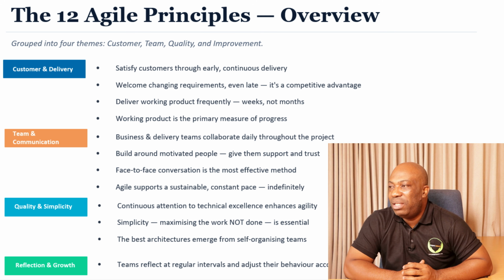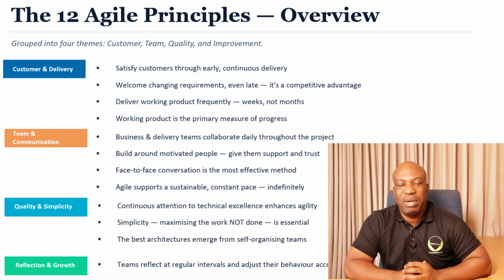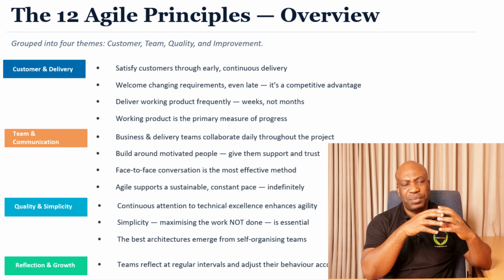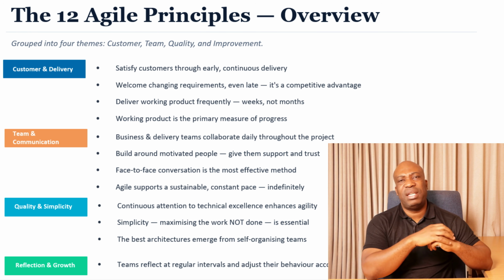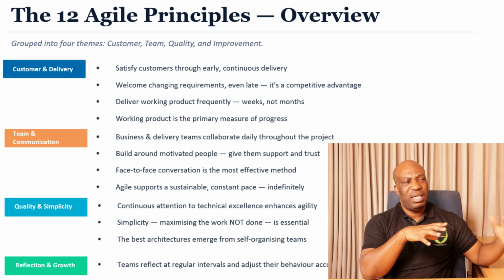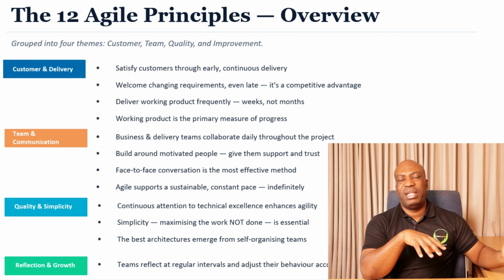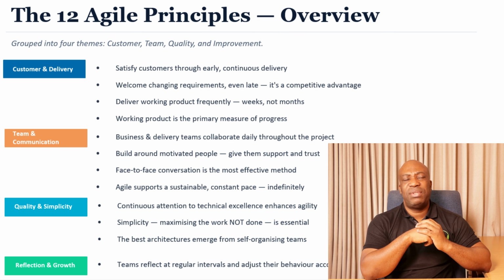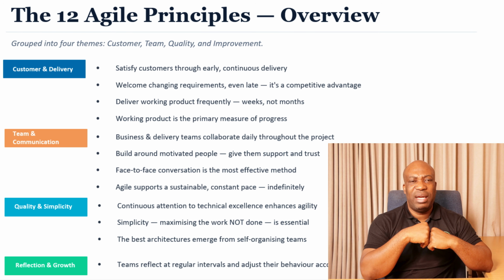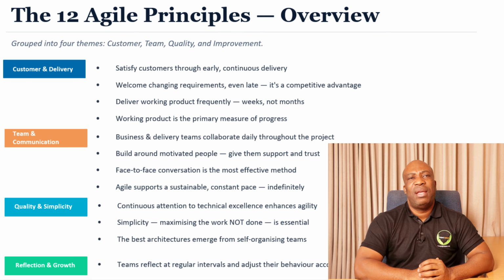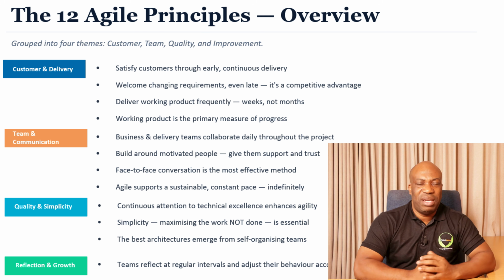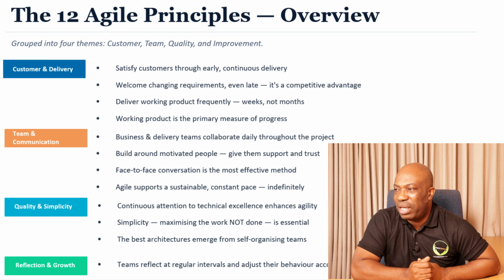Then the 4th principle is working product is the primary measure of progress. What does that mean? In a predictive environment, you wait all the way until everything is delivered, then you give it to the customer. But in an Agile environment, you are giving the customer something that is workable, a minimum viable product. Then you add increments in terms of features to that product. That also gives some confidence to the customers and any other stakeholder in that project that we're in the right direction and definitely you are going to receive those benefits. So it's quite important that you also have a working product.